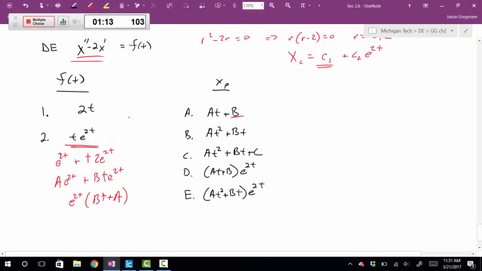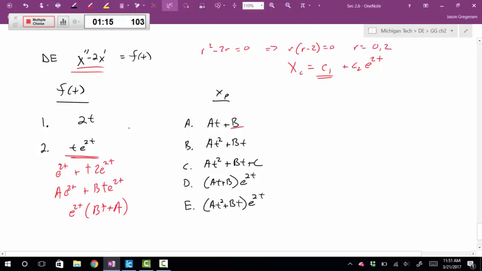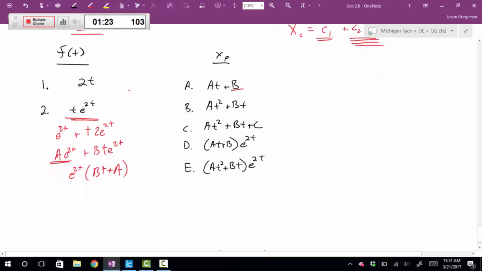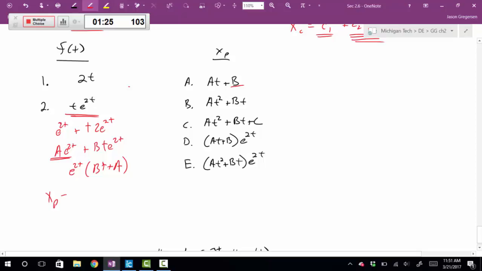But I've got to check for overlap. Is there overlap with my complementary solution? There is. I have a constant e to the 2t, and I have a constant e to the 2t here. So what do I do? I multiply through by t. So my better guess, the guess I need here, is bt squared plus at.